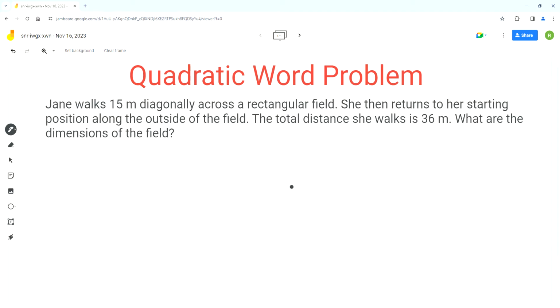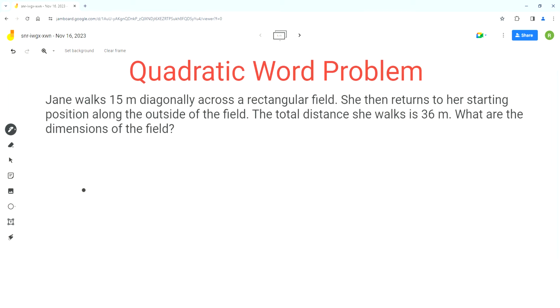So in this video, we'll solve this quadratic word problem. As per the word problem, Jane walks 15 meters diagonally across a rectangular field. She then returns to her starting position along the outside of the field, and the total distance she walks is 36 meters. And we have to find the dimensions of the field.